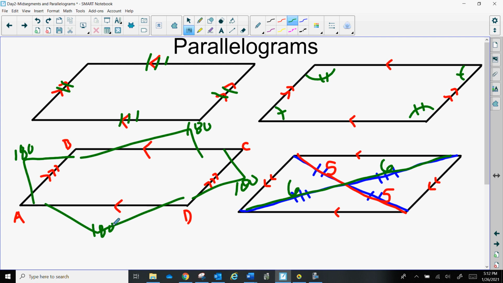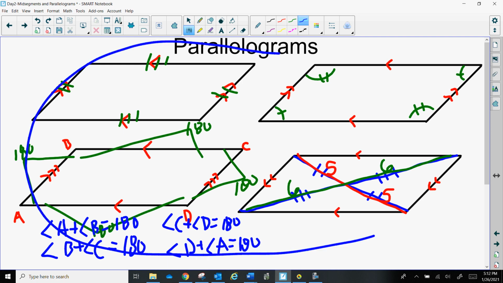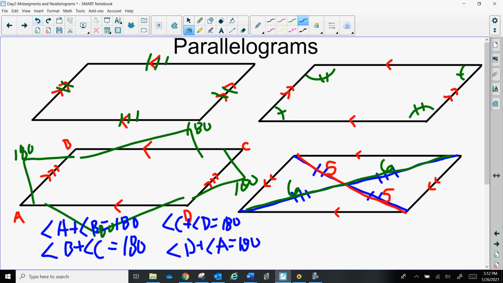Not very pretty here to define it, so I'm going to actually write down the rules. Angle A plus angle B equals 180 degrees. Angle B plus angle C equals 180 degrees. Angle C plus angle D equals 180 degrees, and angle D plus angle A equals 180 degrees. So there are your 4 rules that you're going to have for a parallelogram. Those are the 4 things that you may have on an entrance quiz when you come in tomorrow.